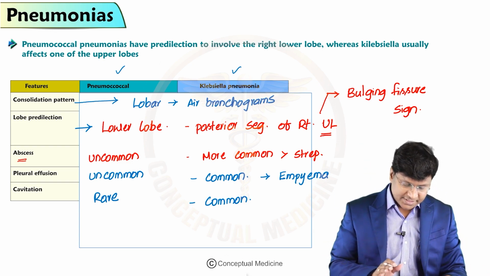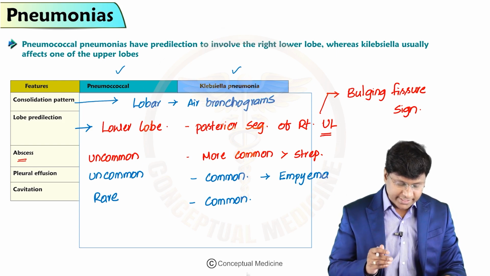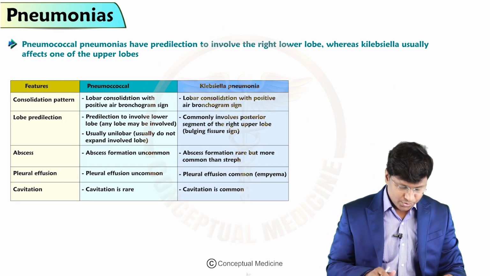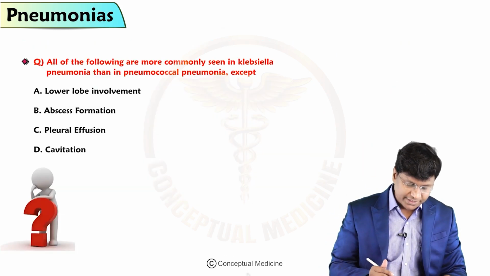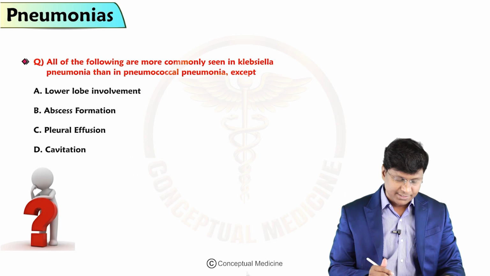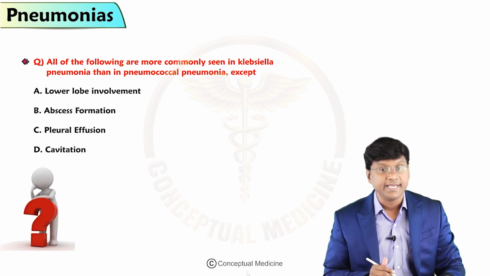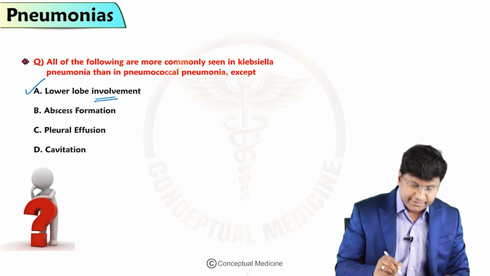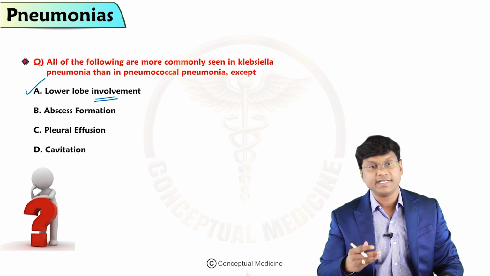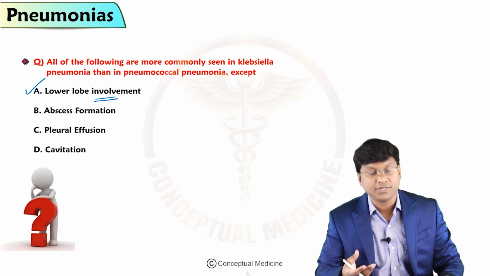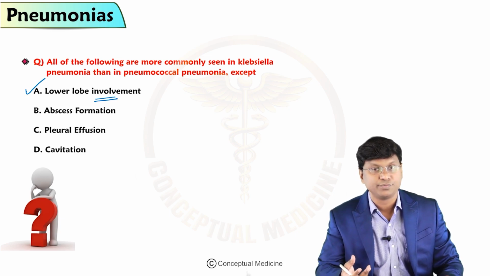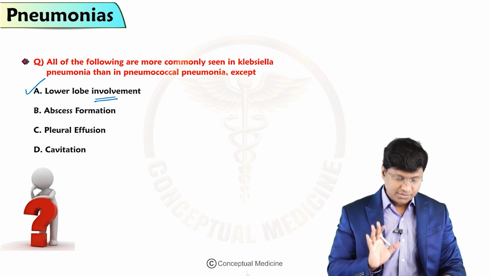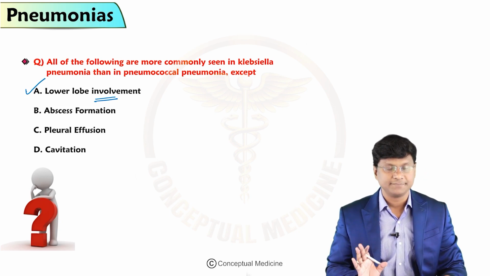So these are the differences between the lobar consolidation caused by pneumococcal pneumonia and Klebsiella pneumonia. Going back to the question: all of the following are most commonly seen in Klebsiella pneumonia than in pneumococcal pneumonia, except, what is the answer here? Lower lobe involvement. You will not have lower lobe involvement in Klebsiella, it is the right upper lobe, and that too the posterior segment of the right upper lobe, which is nothing but the bulging fissure sign. So this is about your Klebsiella pneumonia.